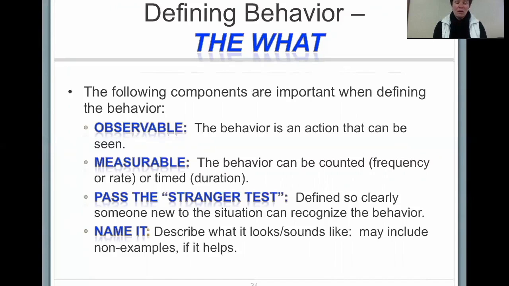They are observable. The behavior is an action that can be seen or observed. Measurable. The behavior can be counted or timed. Pass the stranger test. The behavior should be defined so clearly that someone new to the situation can recognize the behavior. And name it. Describe what it looks or sounds like. It may include a non-example of the behavior, if it helps.